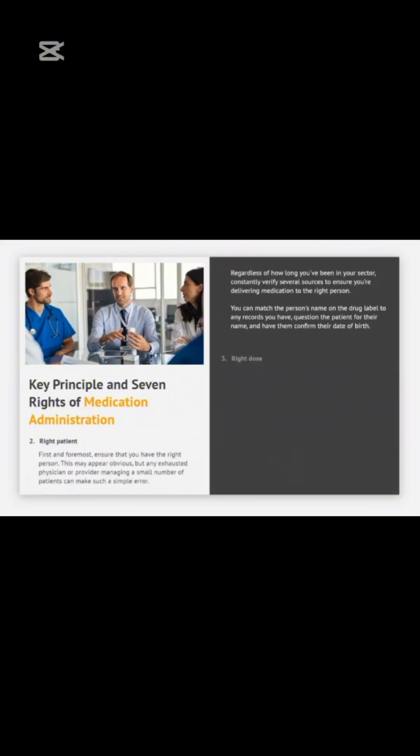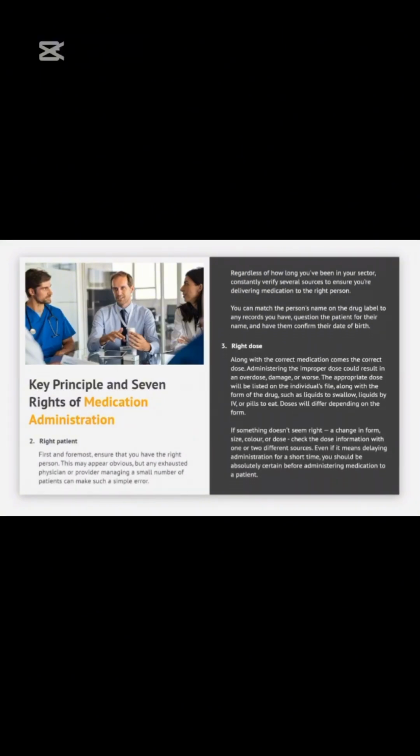2. Right patient. First and foremost, ensure that you have the right person. This may appear obvious, but any exhausted physician or provider managing a small number of patients can make such a simple error. Regardless of how long you've been in your sector, constantly verify several sources to ensure you're delivering medication to the right person. You can match the person's name on the drug label to any records you have, question the patient for their name, and have them confirm their date of birth.